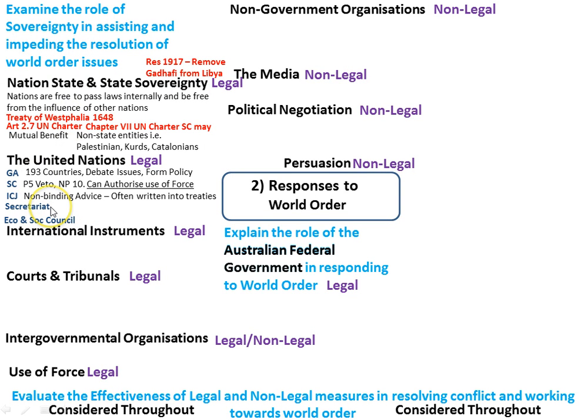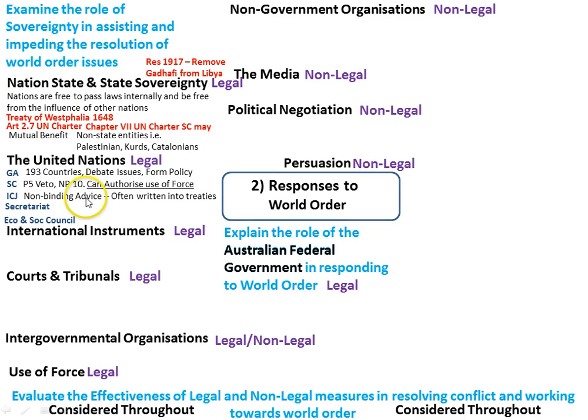The International Court of Justice provides non-binding advice. So it's a court, but its rulings are non-binding. However, it's often written into treaties. 2 countries will decide we will trade this for that, and if there's any dispute, we will go to the ICJ to resolve that dispute.